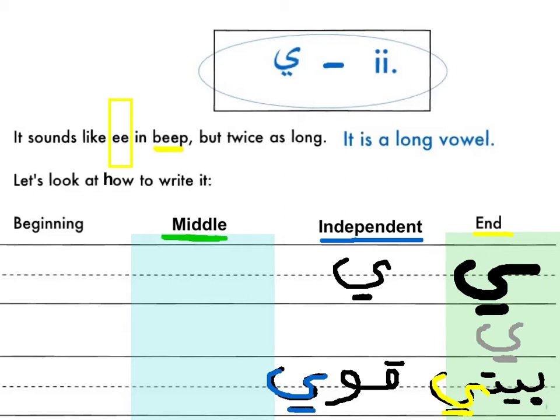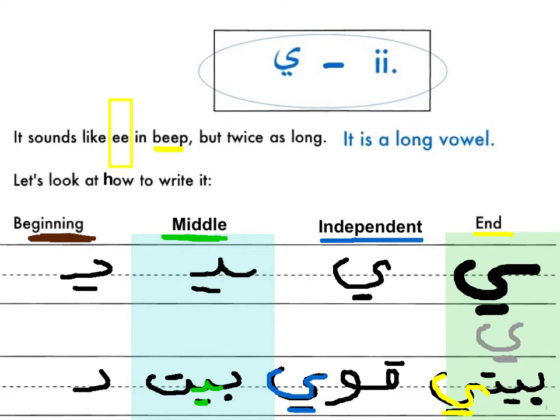Ya in the middle, when it connects to both sides, looks like this. A good example of this is the word bait, as in house. Ya at the beginning of the word looks like this. Example, the word yawm, which means day.